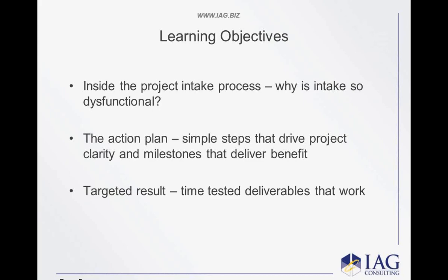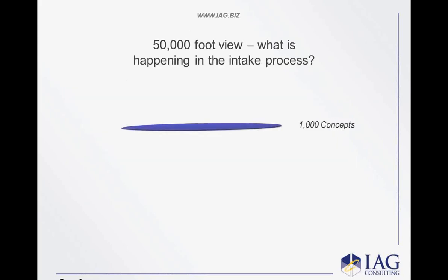The next thing is the action plan: simple steps that really drive project clarity. We recognize that there's a problem, so how do we fix this? What are the go-to things? I want you all to walk away with a simple set of go-to ideas, simple techniques that you're going to use to initiate and unlock a project and move it forward very aggressively, because you want fairly specific targeted results. These targeted results are time-tested. We've used them 1,200 times. Let's use these concepts to make the thing move forward.